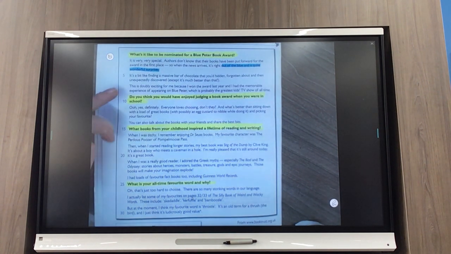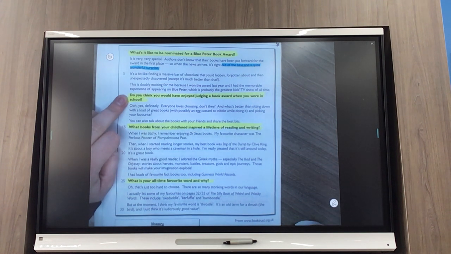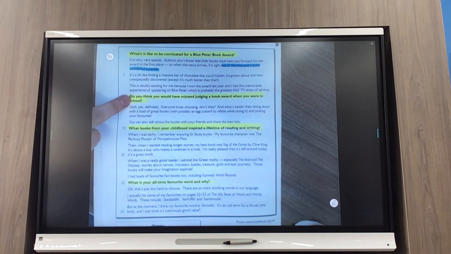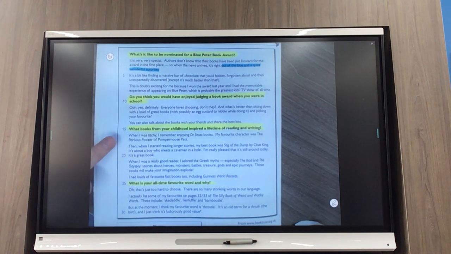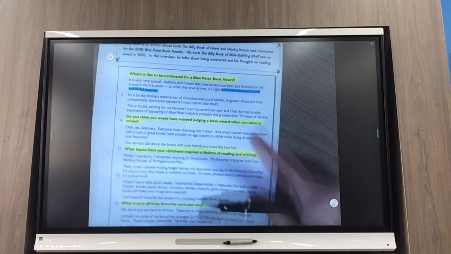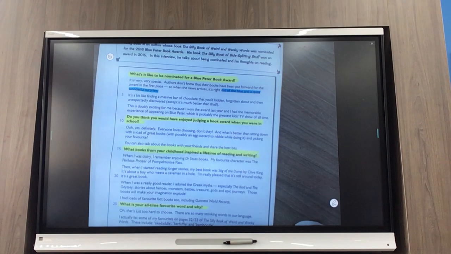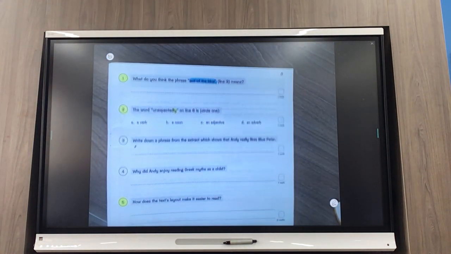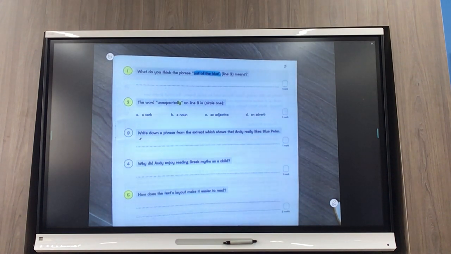Now what I want you to do is read from, do you think you would have enjoyed judging a book award when you were at school? You're going to read from that question, the answer to that, and the rest of the last two questions by the interviewer. When you are ready to move on, and you've read all of the interview for Andy Seed, you will then be ready to have a look at some examples of the questions we've got below. So I want you to read the rest of the abstract now.